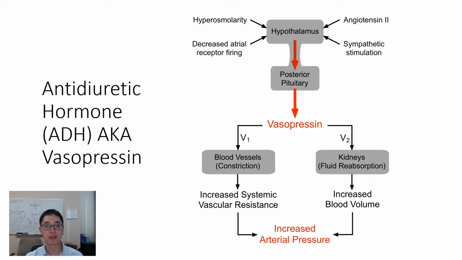First, ADH activity on the V1 receptors leads to vasoconstriction that leads to an increased vascular resistance and increased blood pressure. Second, antidiuretic hormone activity on the kidney in V2 receptors is responsible for the antidiuretic activity or water reabsorption activity that also results in an increase in blood volume and increase in arterial pressure. In your clinicals, you will actually see both of these in action.